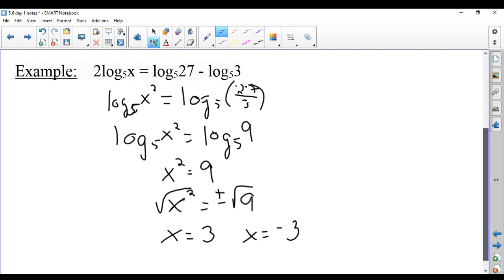But with these problems, we may introduce extraneous solutions. So we're going to go back to the original problem and make sure that we go all the way back up here and look at where the variable is in the argument, where it's inside of the log. We need to make sure that whatever is inside of the log is greater than 0. The domain of a logarithm is x is greater than 0. So if I plug in 3, I'm fine. Log base 5 of 3 is good, but log base 5 of negative 3 needs to be excluded. So the only solution is x equals 3.